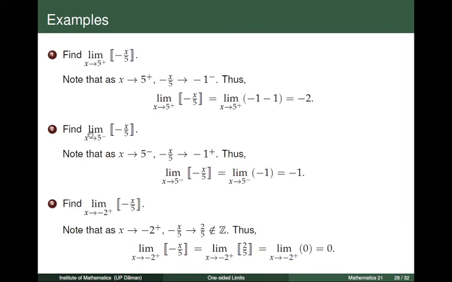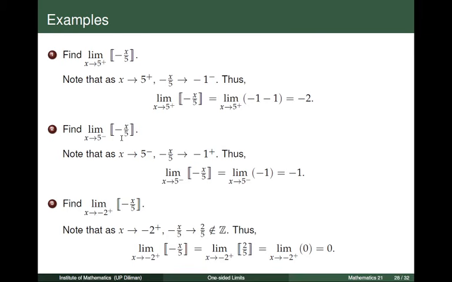Now, let us consider the same expression, but this time, let's take the limit as x tends to 5 from the negative side, from the left side. Right? So, you may take, for example, the test point 4.999. Alright. Now, x is very, very close to 5. So, again, 5 over 5 will just be 1. So, this is negative 1. This expression inside here is tending to negative 1.